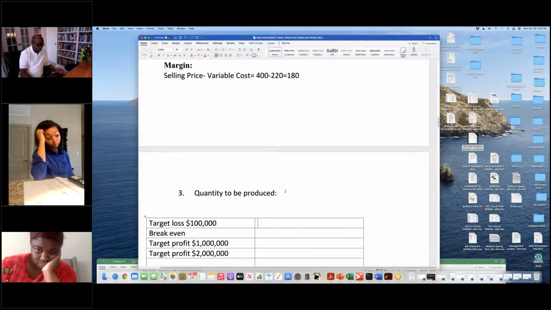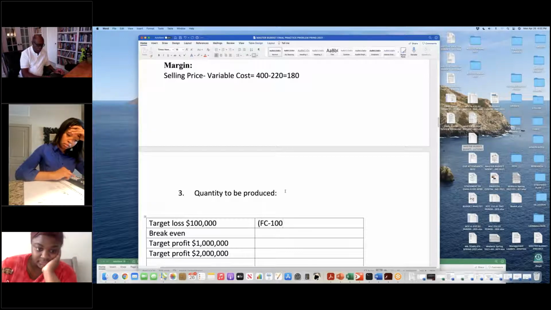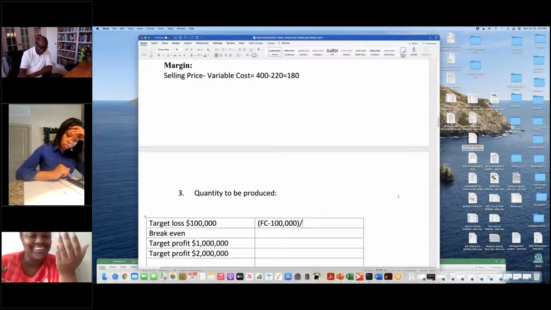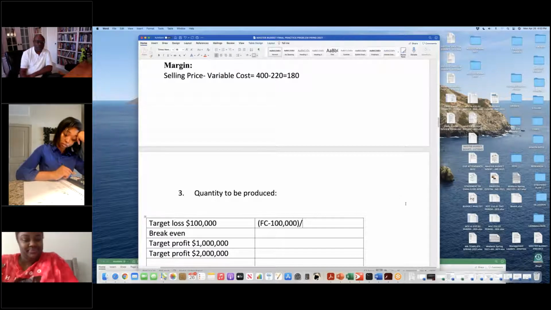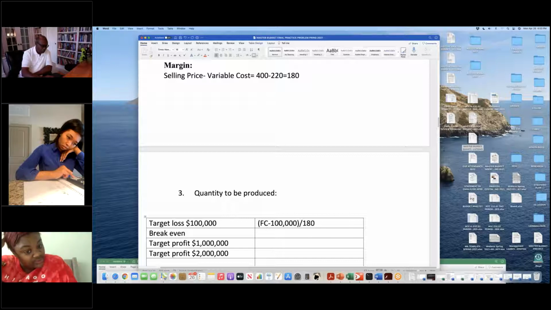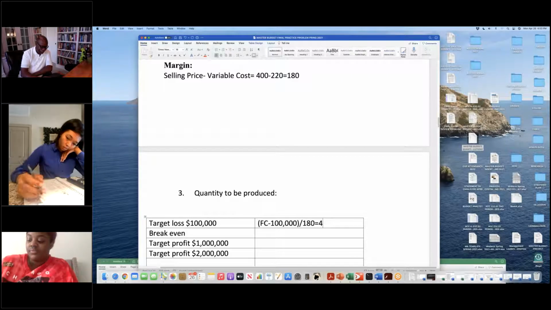So we have 820,000 minus 100,000 divided by what is the contribution margin? 180. Well, it is 180. I don't know why y'all are trying to make this so hard. Okay, so that's 720,000 divided by 180. What's that gonna equal? 4,000. Yep.